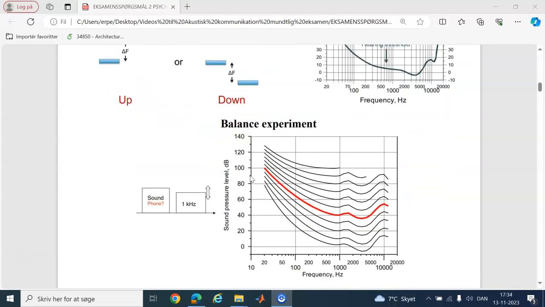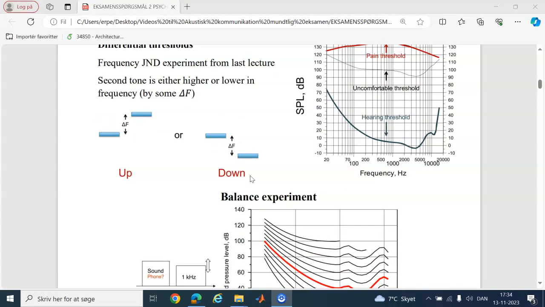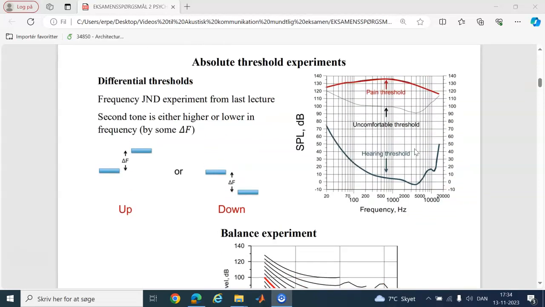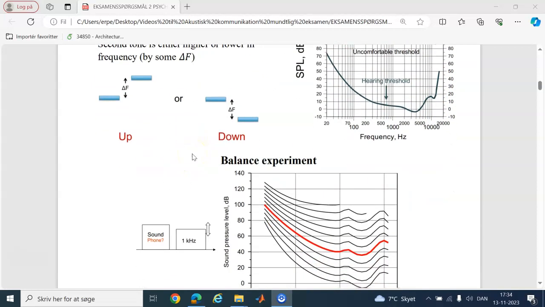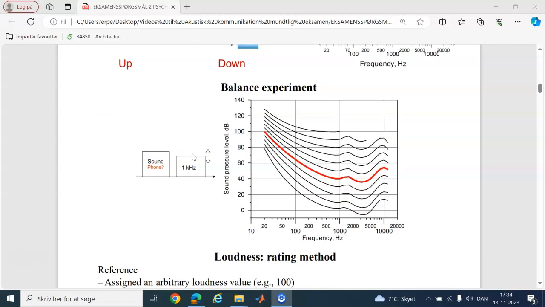Then we have a balance experiment. We have the normal hearing threshold curve, the threshold curve for normal listeners, and we see that the minimum is at about 3,500 hertz, the resonance frequency, and it goes higher at higher frequencies and lower frequencies.